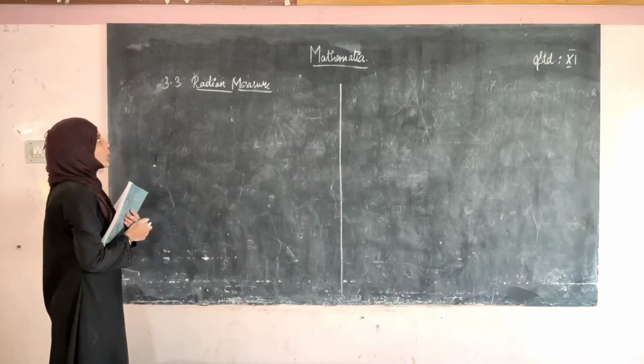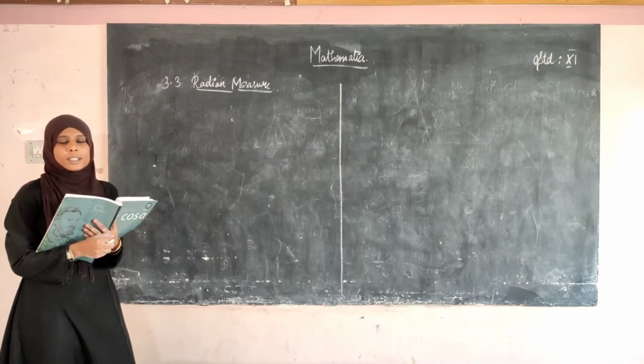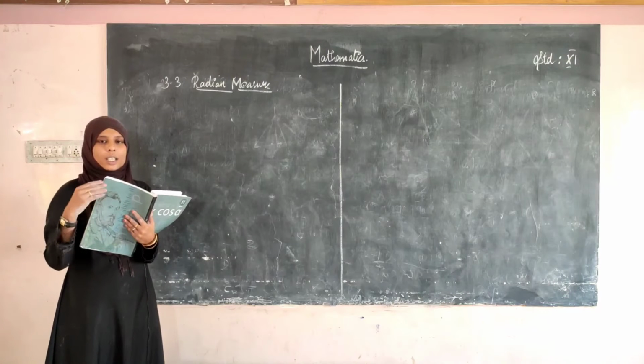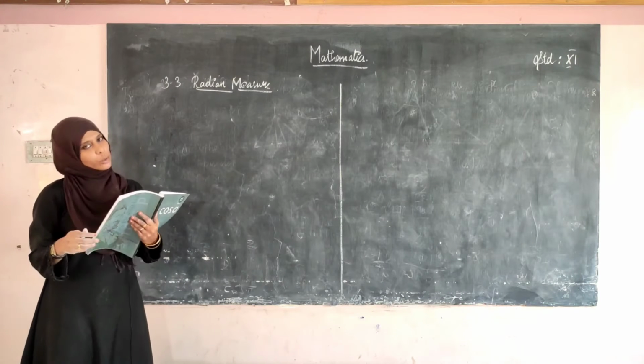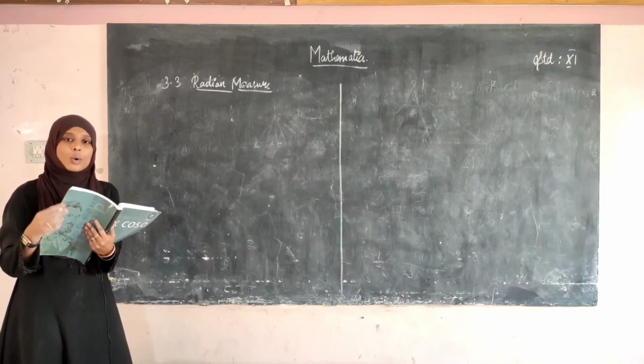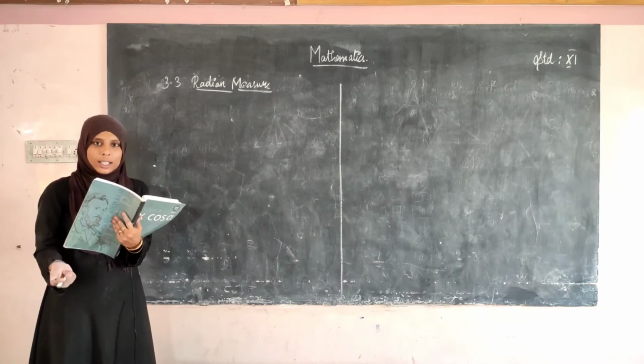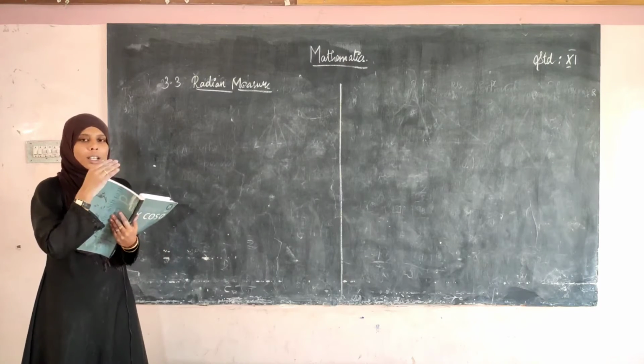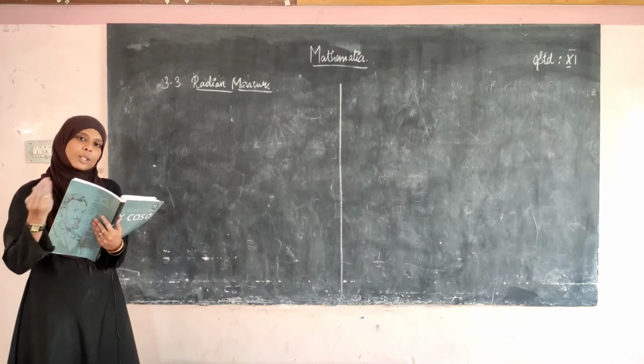So in today's class we are going to see about the radian measure. Till now we have seen the angles in degrees. In today's class we are going to see how to measure the angles in radians, and how to change degrees to radians or radian measure to degrees.